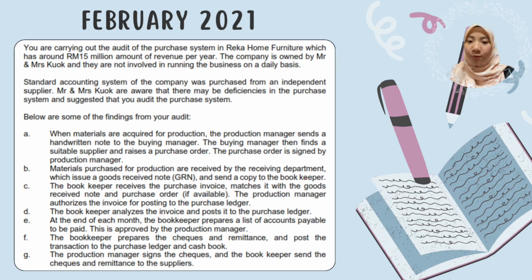B. Materials purchased for production are received by the receiving department, which issues a goods received note, GRN, and sends a copy to the bookkeeper. C. The bookkeeper receives the purchase invoice, matches it with the goods received note and purchase order if available. The production manager authorizes the invoice for posting to the purchase ledger. D. The bookkeeper analyzes the invoice and posts it to the purchase ledger. E. At the end of each month, the bookkeeper prepares a list of accounts payable to be paid. This is approved by the production manager. F. The bookkeeper prepares the check and remittance and posts the transaction to the purchase ledger and cash book. Last, G. The production manager signs the check and the bookkeeper sends the check and remittance to the suppliers.